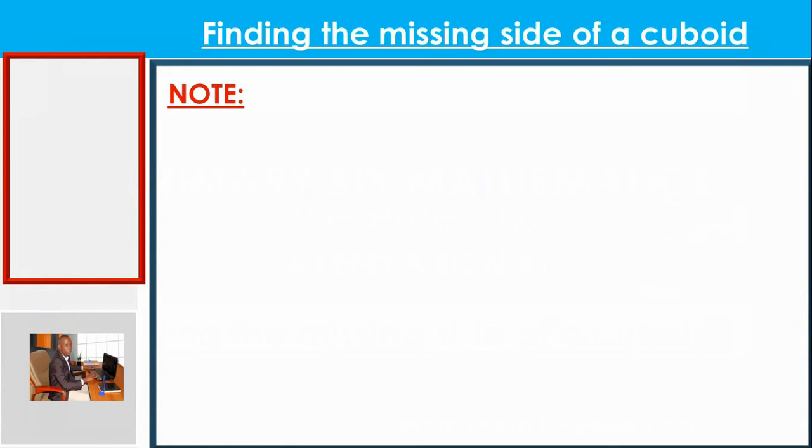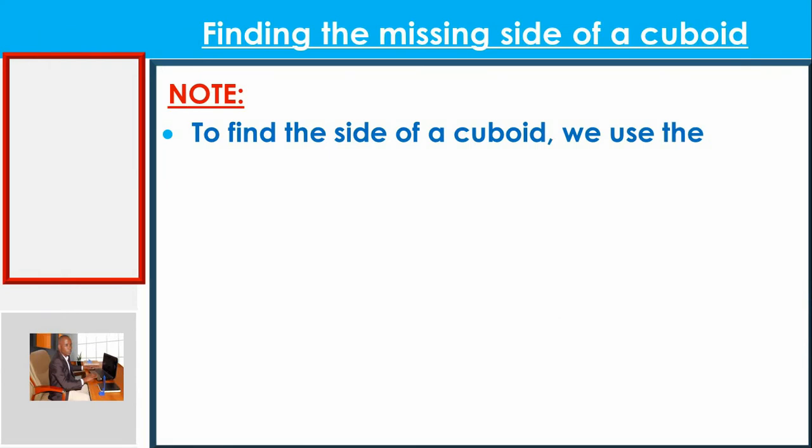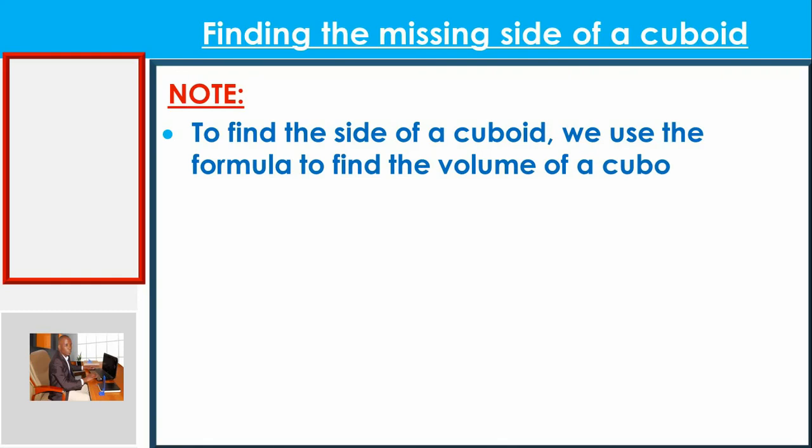Let us go straight away to what we are going to look at now. At first, we looked at finding the volume of a cuboid. The knowledge that we have got from finding the volume of a cuboid is going to be very, very important in finding the missing side of a cuboid. Let us note this: for us to find the side of a cuboid, we use the formula to find the volume of a cuboid, and then we substitute correctly.